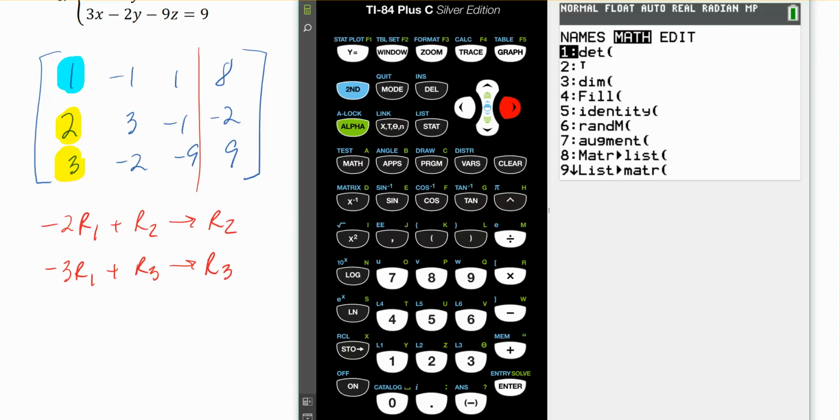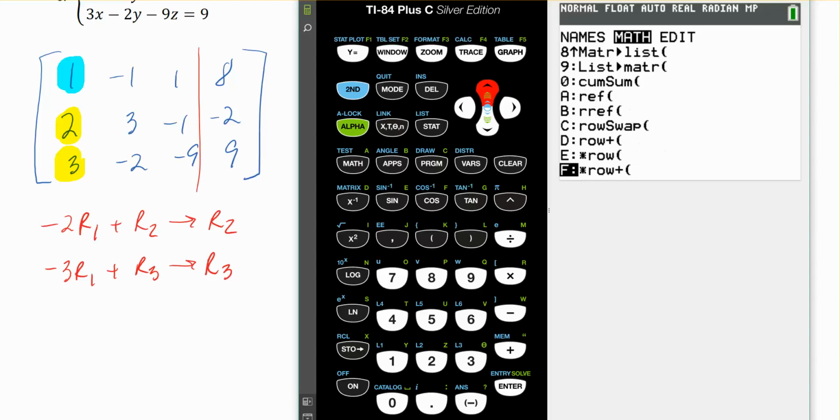So I arrow over to math. Now, all of the operations that we are looking for, those 3 that we've been talking about, are at the bottom of this list. So I'm just going to arrow up. These last 4, C, D, E, and F, are the row operations that we are going to be concerned with right now.